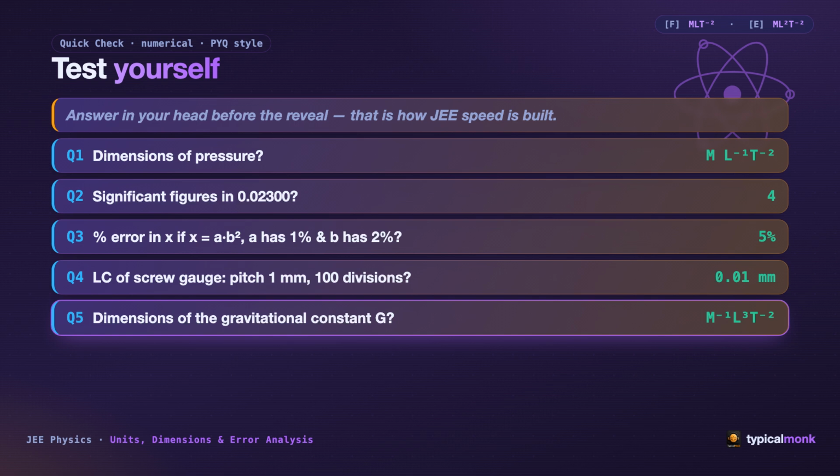And question 5. The thinker. What are the dimensions of the gravitational constant G? From gravity equals G m1 m2 over r squared, solve for G: M⁻¹L³T⁻². If you caught that one, you have truly understood today's class.